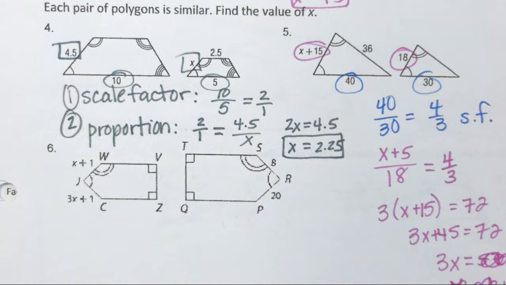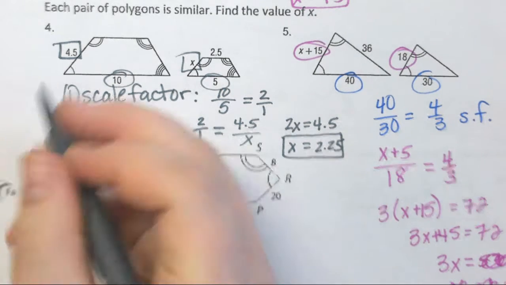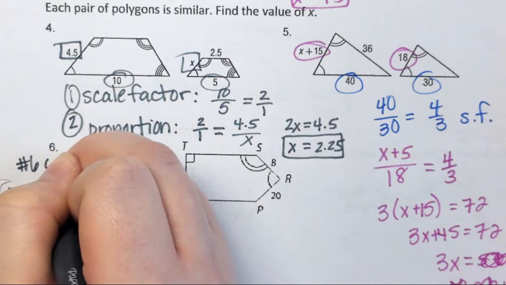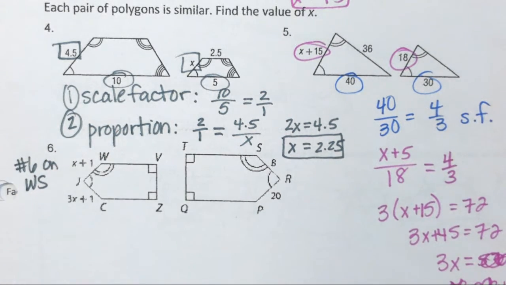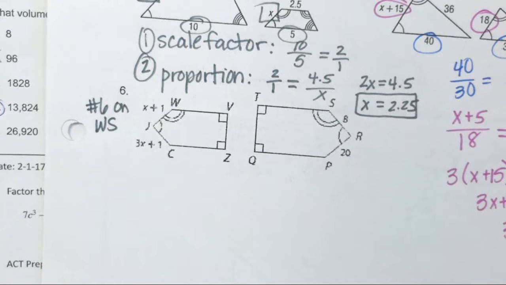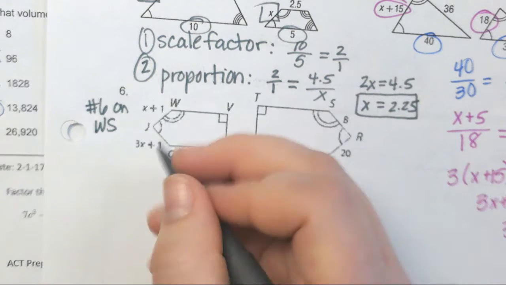We did number 5 yesterday. We did not do number 6. And by golly, I should have, because number 6 is just like number 6 on your worksheet. They're very, very similar. So if we can do this one, we can do number 6 on our worksheet. My first step was scale factor.